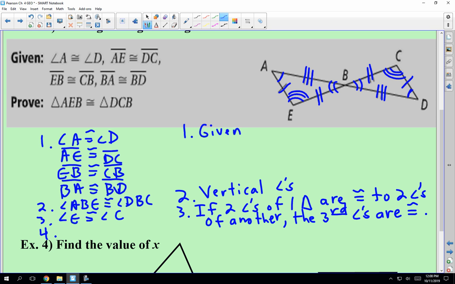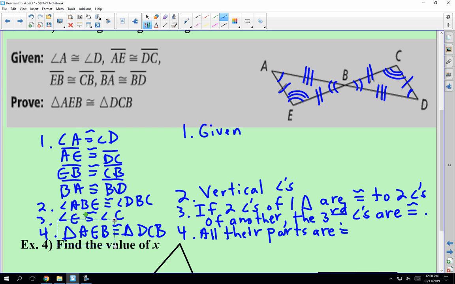And we will learn a shortcut for this in the next lesson, next Wednesday. You don't have to prove all 6 parts congruent for the triangles to be congruent. You only need 3, in some cases 2 if it's a right triangle. So hang in there. Triangle AEB is congruent to triangle DCB because all their parts are congruent. So all their angles and all their sides are congruent, so they have to be congruent.